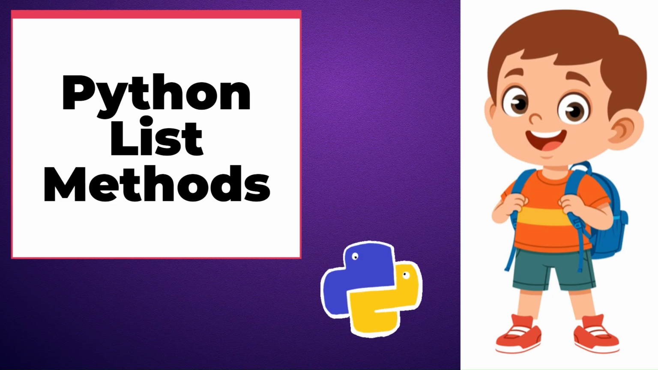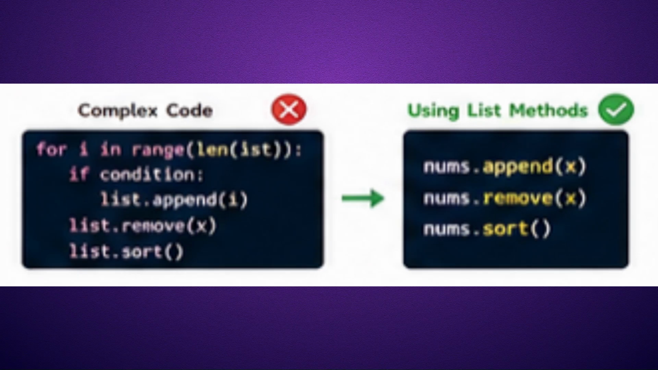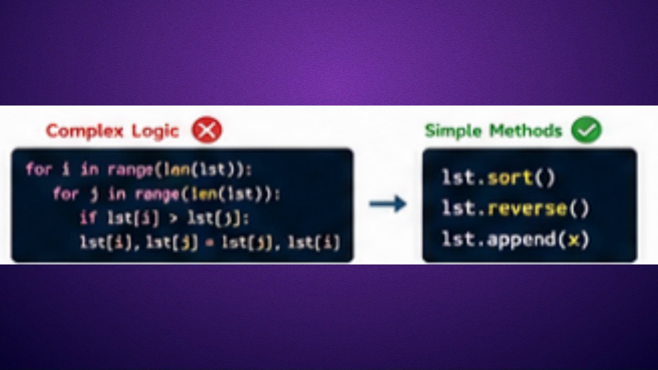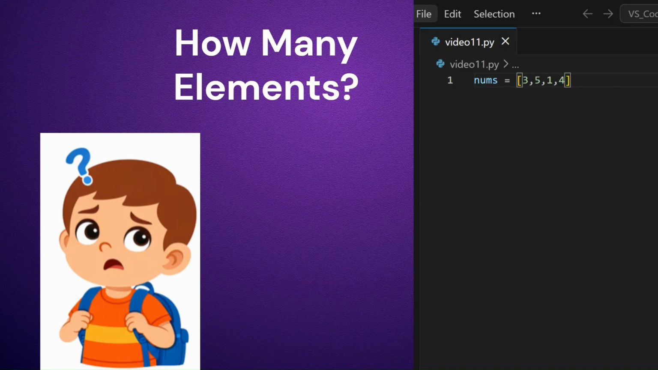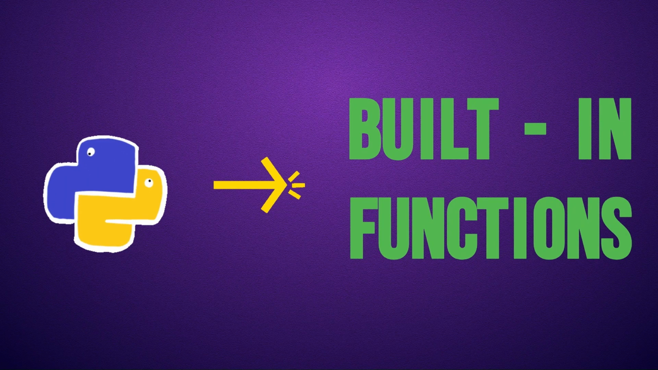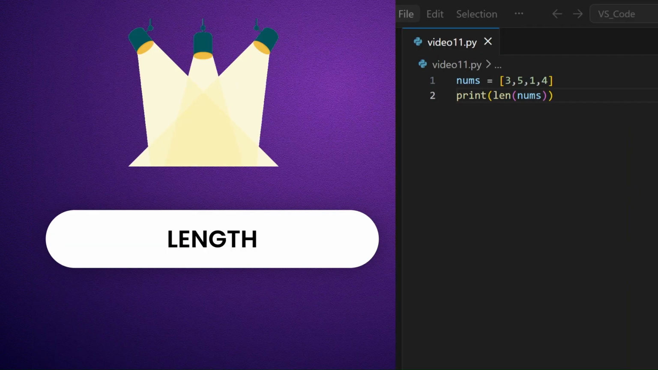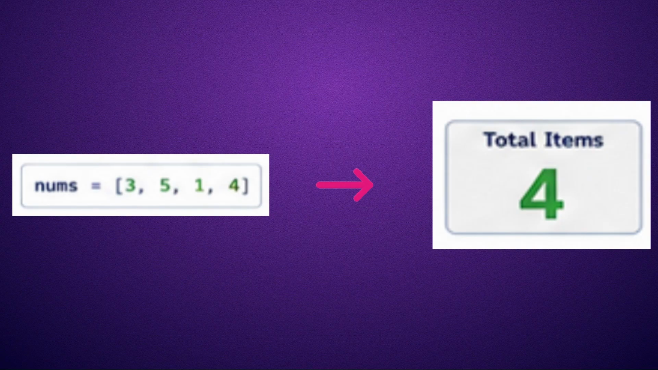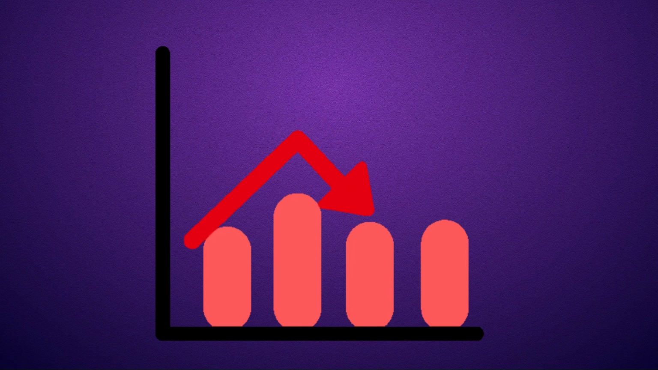Alex now starts exploring some of the most important list methods in Python. These methods help us to modify a list easily without writing any complex logic. So let's start with a simple list. First, Alex wants to know how many elements are present in the list. Python provides us a built-in function called length, len. The len function returns the total number of items in the list. This is extremely useful when you are working with dynamic data, where the list size keeps changing.